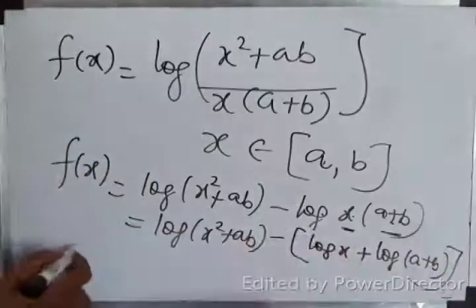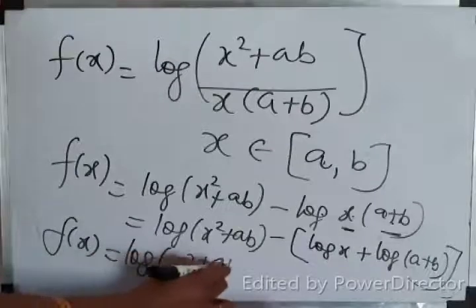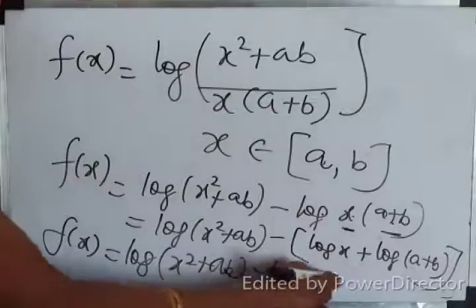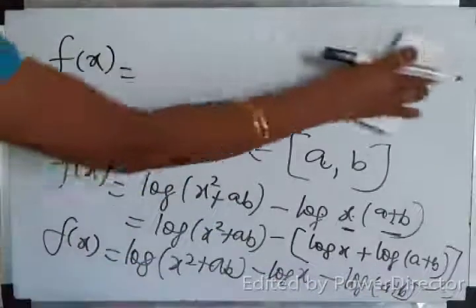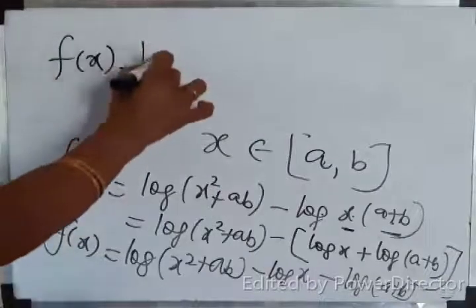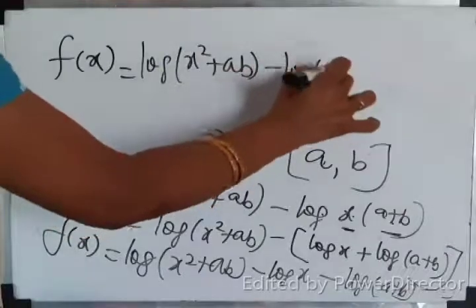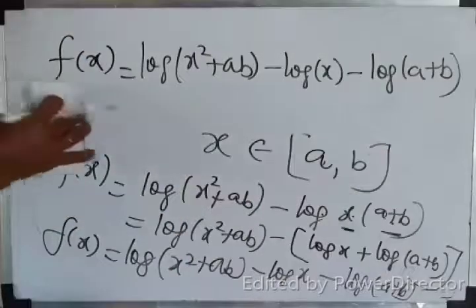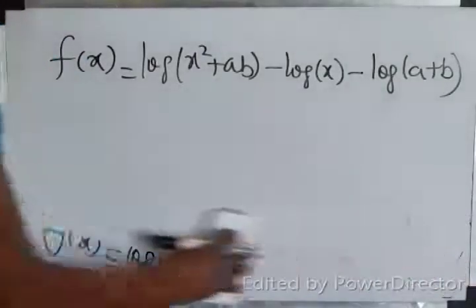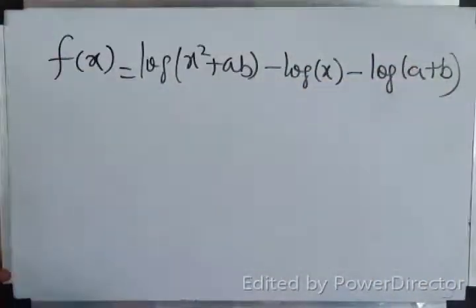This can be further simplified as f of x equal to log of x squared plus ab minus log x minus log of a plus b. This is the question. What is f of x? f of x is log of x squared plus ab minus log x minus log of a plus b. This is the given question. If you split only, it is easy, children. Otherwise, very difficult. Why? Because log of a plus b, if you differentiate, you will get 0. Otherwise, u by v you have to do.